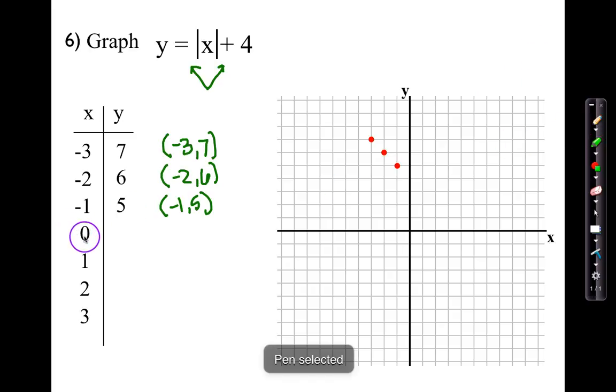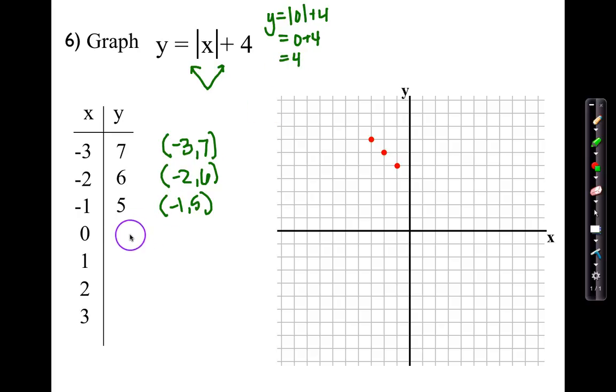So now I'm going to plug in a 0. So y equals the absolute value of 0 plus 4. That's going to be 0 plus 4, which is 4. So my ordered pair is going to be 0, 4. Plot that point, which is here, and keep moving on.